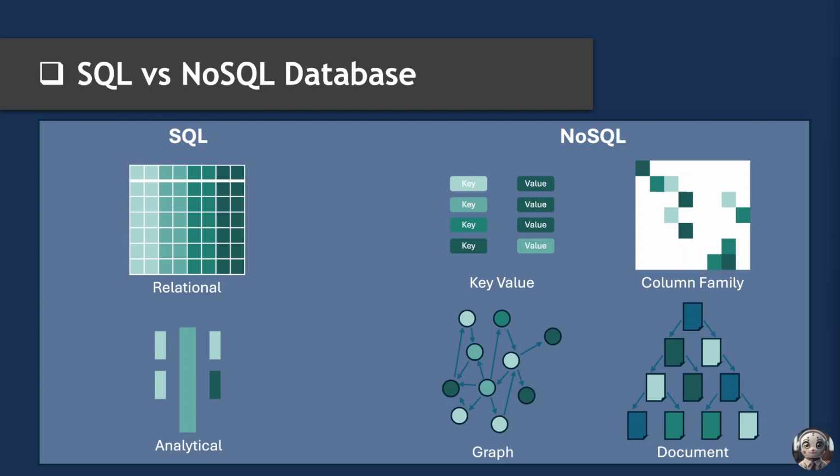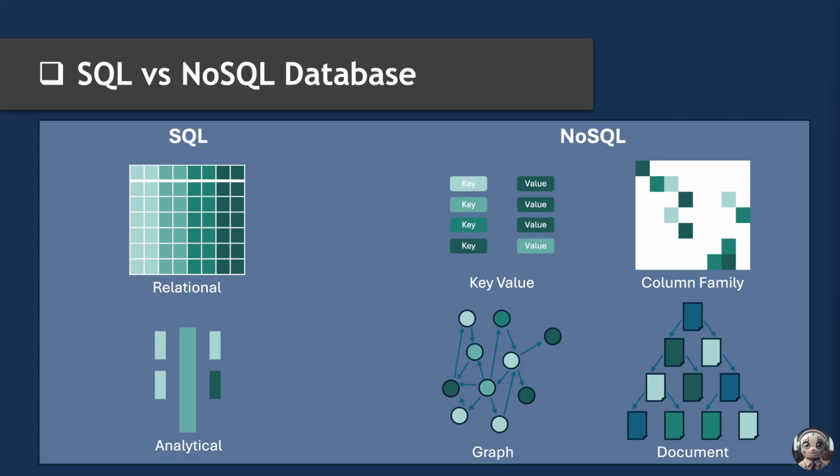Next, we have column family. Column family databases organize data into columns grouped into column families, where each column family contains multiple rows. This data model is optimized for write-heavy workloads and allows efficient retrieval of large datasets with low latency. For example, Apache Cassandra is a column family database designed for distributed, highly available, and horizontally scalable data storage. It is commonly used in applications requiring real-time analytics, IoT data management, and time series data processing.